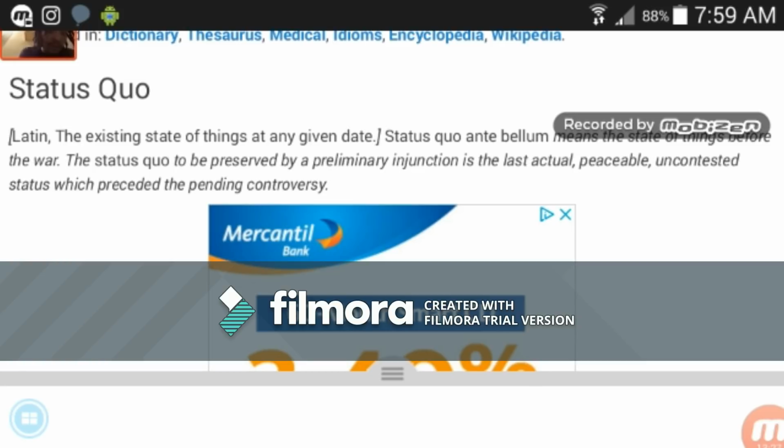So this says here a preliminary injunction will take you back to the last peaceable, uncontested status which preceded the pending controversy. So you can get an injunction, basically, is what they're saying, or you can file a preliminary injunction, to put you at the last actual peaceable and uncontested status. Just a thought.